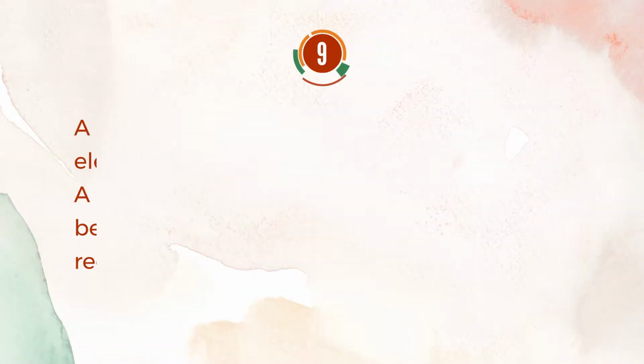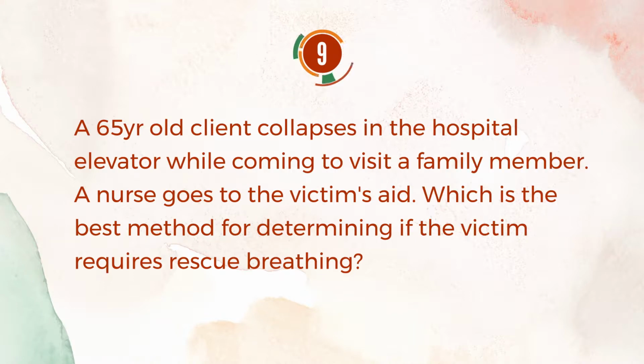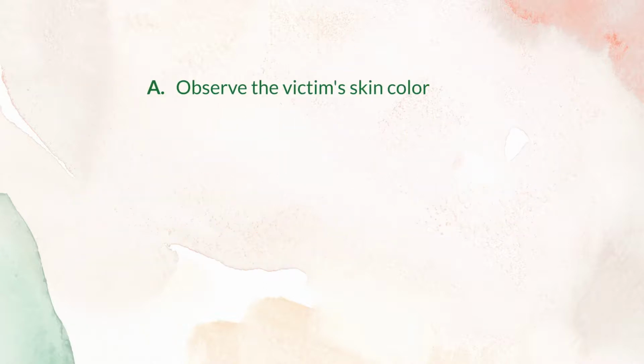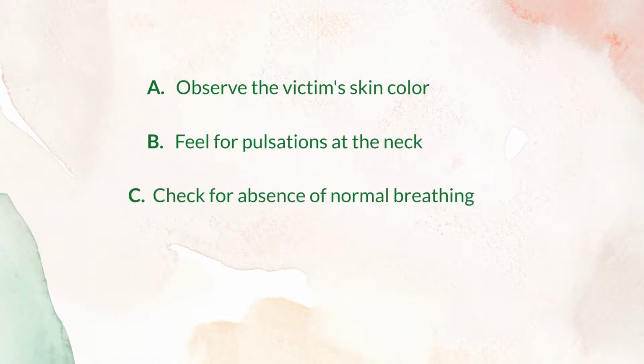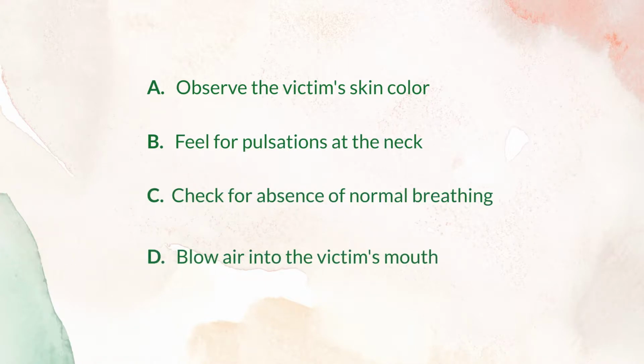Number 9. A 65-year-old client collapses in the hospital elevator while coming to visit a family member. A nurse goes to the victim's aid. Which is the best method for determining if the victim requires rescue breathing? A. Observe the victim's skin color. B. Feel for pulsations at the neck. C. Check for absence of normal breathing. D. Blow air into the victim's mouth.